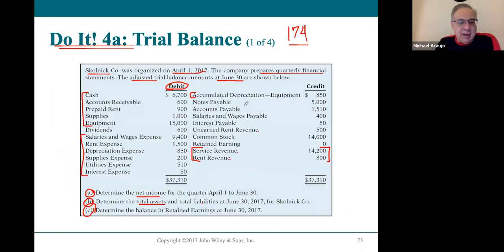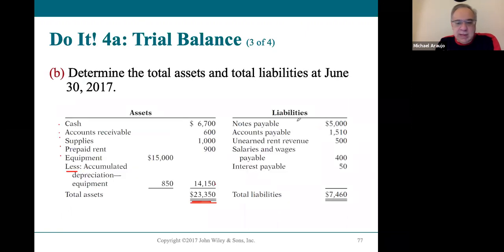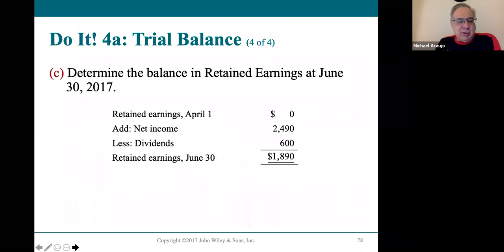Then they ask about your liabilities. If you go back, your liabilities will have credit balances, notes payable, all the way down to unearned rent revenue. These are your liability accounts. Those are the balances there. When you put it together, your liability accounts total 7,460.